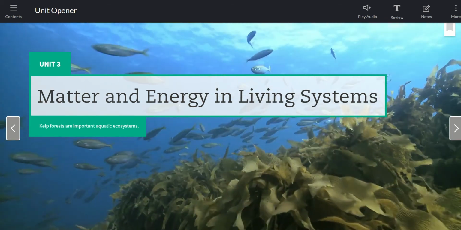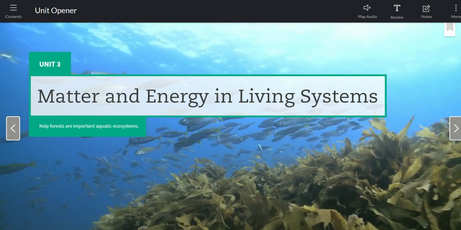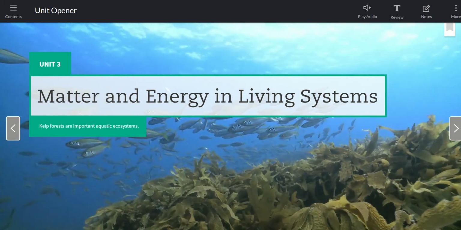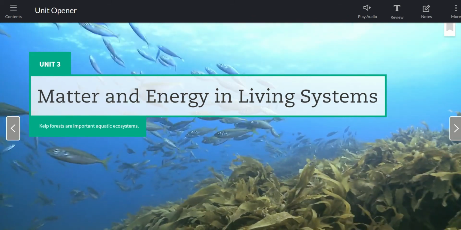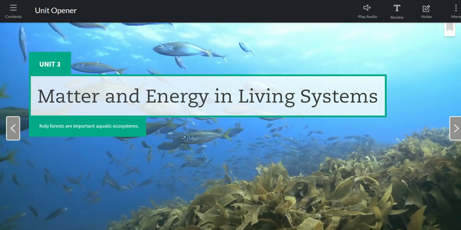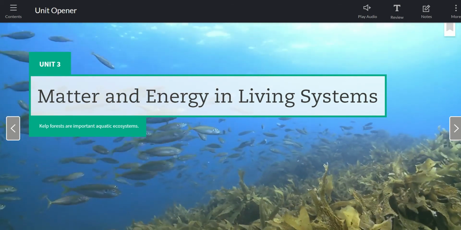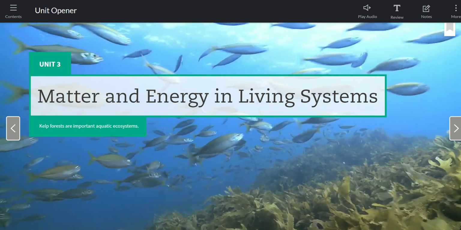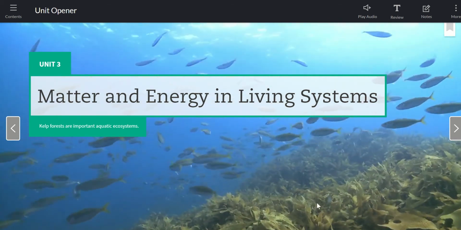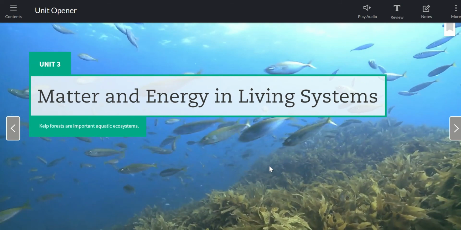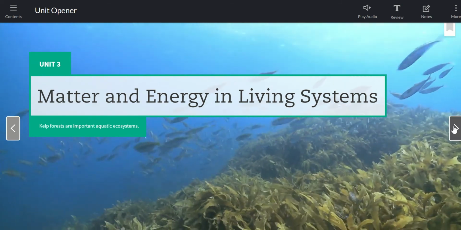We're starting a brand new unit, and in this unit we're going to talk about matter and energy in living systems. What we're going to talk about is how this energy and this matter get moved from organism to organism. And really it's going to be through photosynthesis and then through consuming, for organisms that eat, in a process called cellular respiration. The energy is going to come in from the sun and be captured and turned into chemical energy by plants. And then when organisms eat plants, that energy is released.